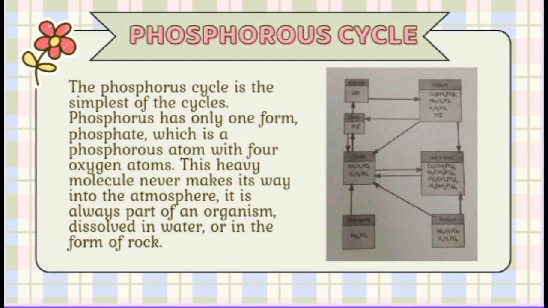Ultimately, this phosphorus will be released if the rock is brought to the surface and weathered. Humans play a unique role in the phosphorus cycle: we mine rock rich in phosphorus. And that's all.